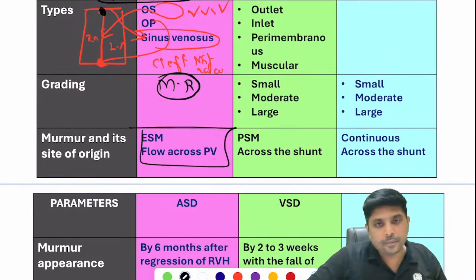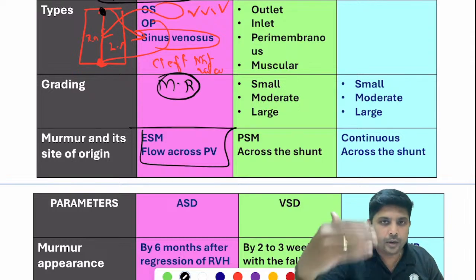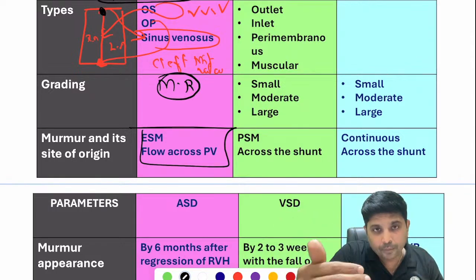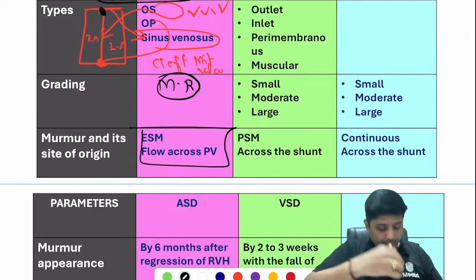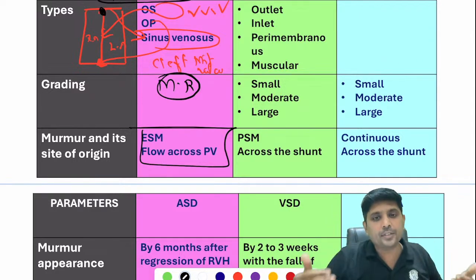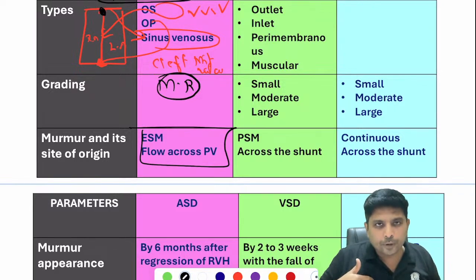So where will you get the murmur? As I told you already, the murmur in ASD will not be heard. The murmur in ASD across the shunt will not be heard. Why is it not heard? Because of the low pressure.